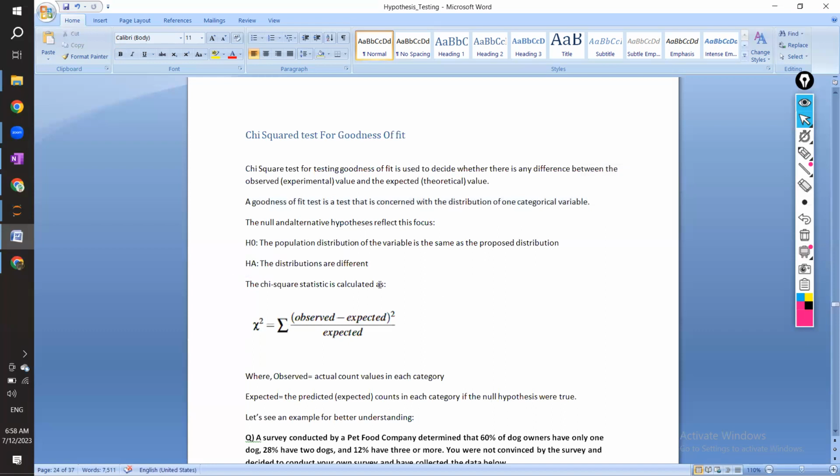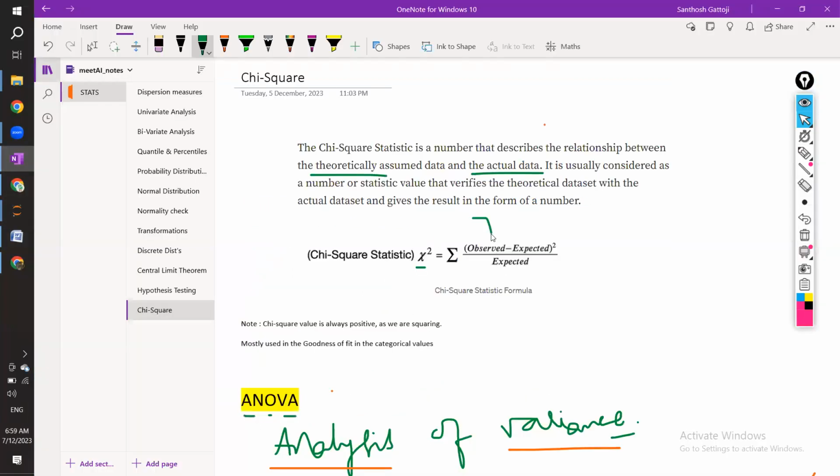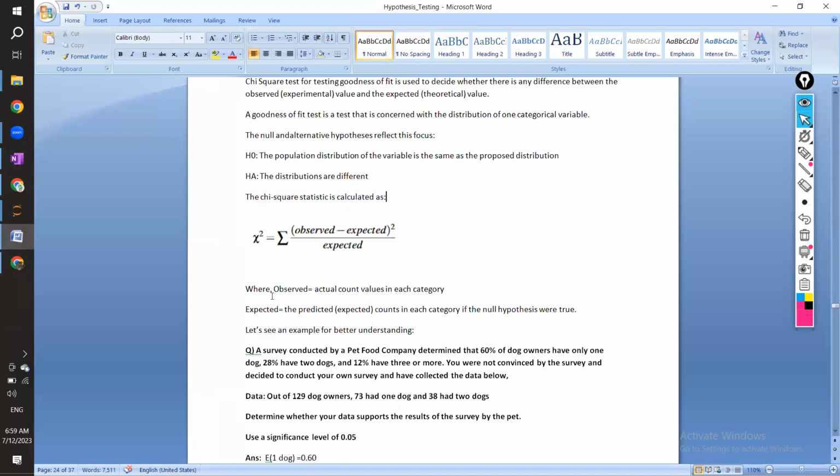So the chi-square statistic is calculated as observed minus expected, whole square, divided by expected. That you need to do for the summation. That means if there is more than one categorical value, then you need to do it for each and every value. This will be plus the second observed minus expected, whole square by expected, like that. Don't worry, we'll see an example, then it will be very clear. Observed will be the actual count, and expected is the predicted count. Let's see with an example.